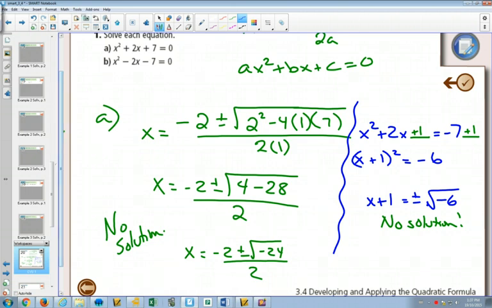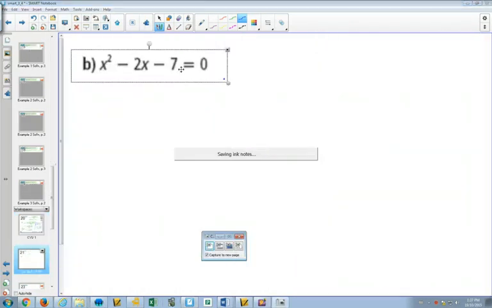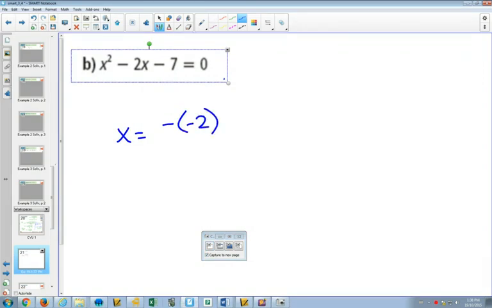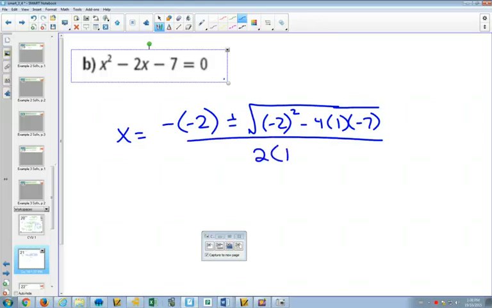For part B, so for the second one, for our formula, negative b, b is negative 2. Anytime you have negative numbers, when you put them into a formula, put them in with brackets. Okay? Negative b plus or minus the square root of b squared, again, put that number in brackets so that when you square it, you'll get positive 4, minus 4, a is 1, c is negative 7, all over 2 times a.